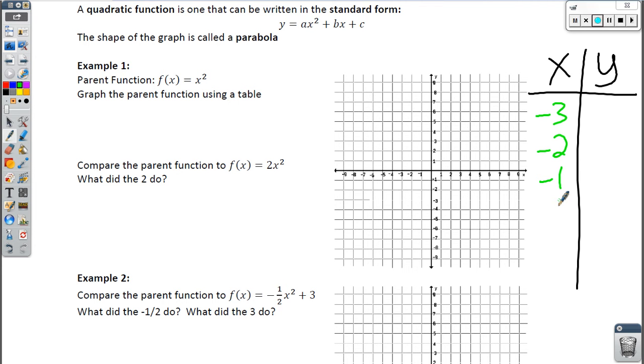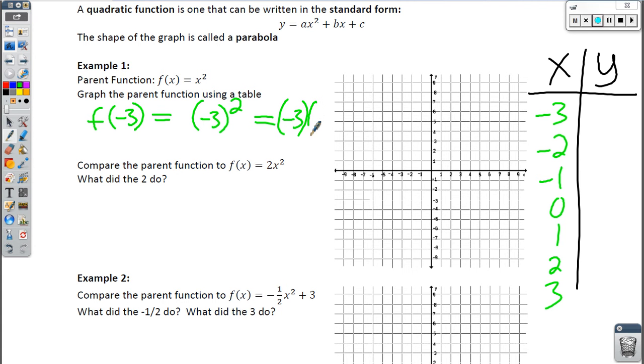Numbers I'm going to throw into it are -3 going all the way up to 3. So the function here is x squared. All right, let's find f of -3. So that means we're going to plug -3 in for x. So we get -3 squared. Well, remember what it means to square something. That means to multiply it by itself. So -3 times -3, that's +9.